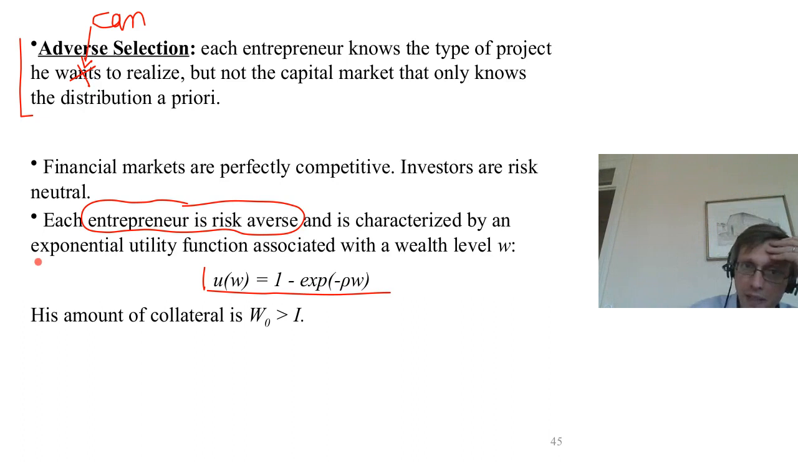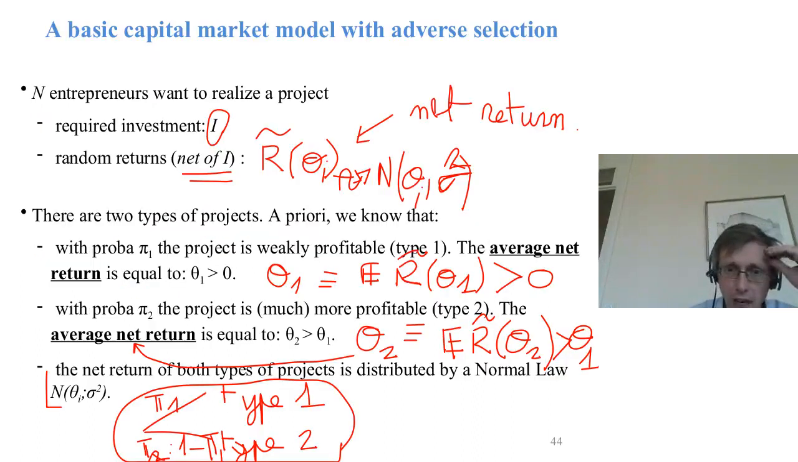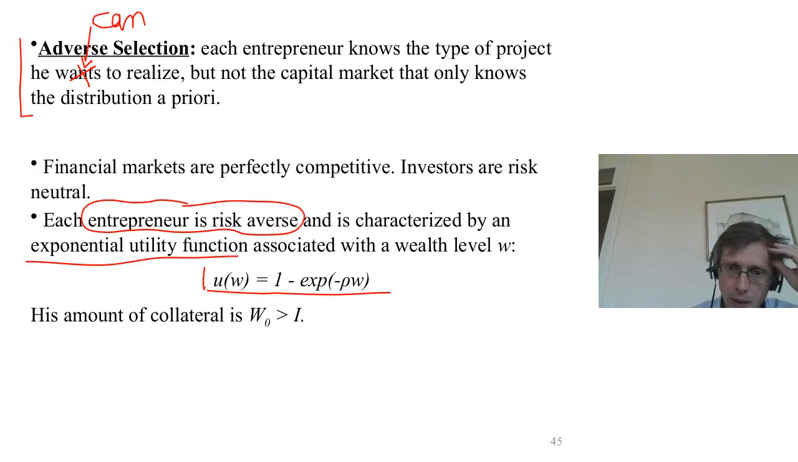Okay, this is called an exponential utility function. And you'll see that using an exponential utility function, and the fact that the risk, that is the random variables, are distributed by a normal law, this is going to simplify a lot how to resolve this problem.